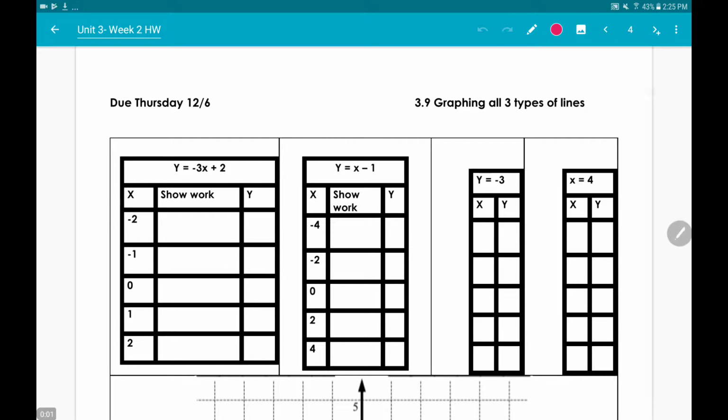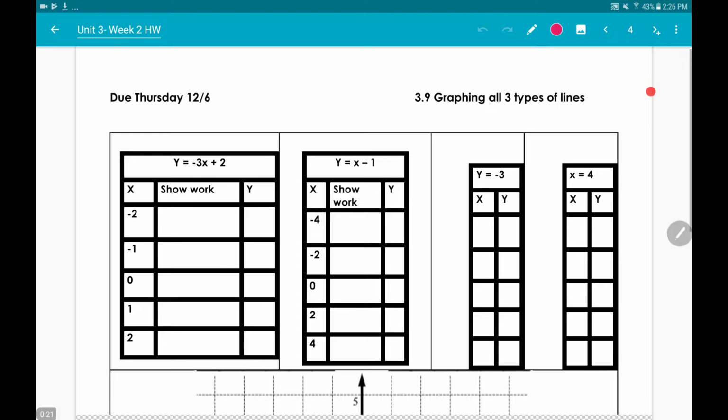Video is on graphing all three types of lines. So we've learned how to graph linear, we've learned how to graph horizontal, and now we learned how to graph vertical. So we are going to practice graphing all three of these and put them on the same graph. And this is going to be just like your assignment that is going to be collected and graded on Thursday and Friday in class.